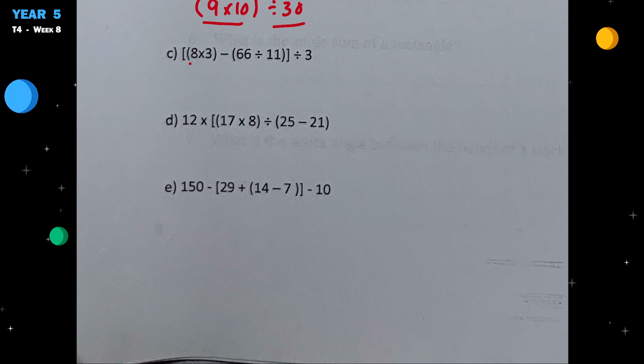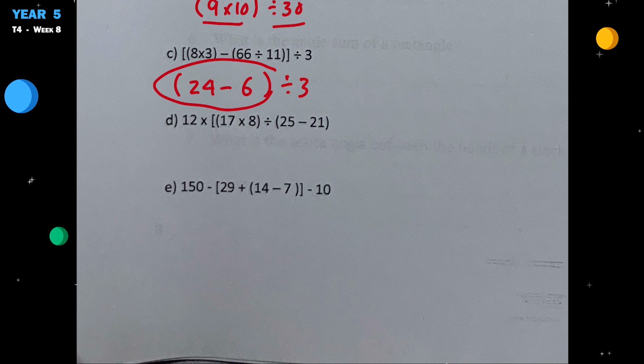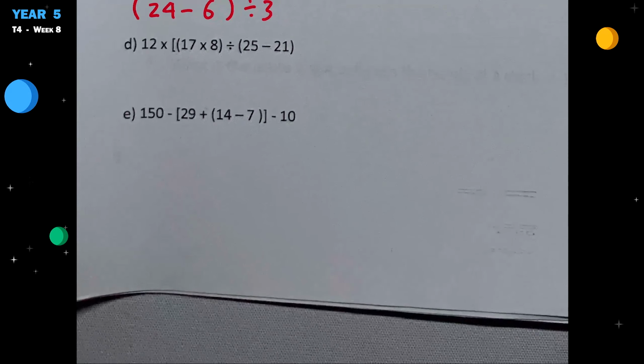Next one, you've got to do this one first and then that one. So in here you've got 24 take away 6, 6 divided by 11... we do this first, and then we divide by 3. You can do it yourself.